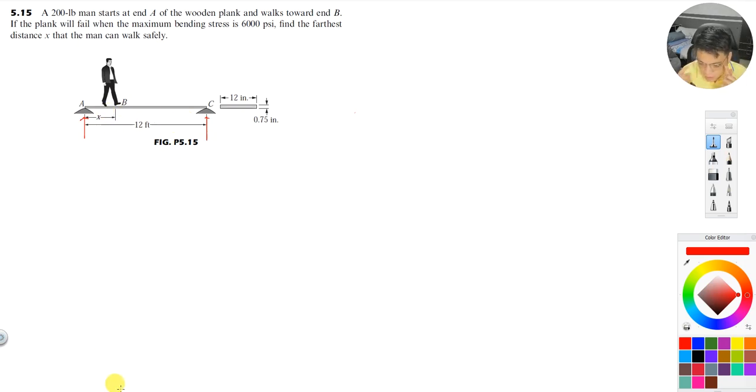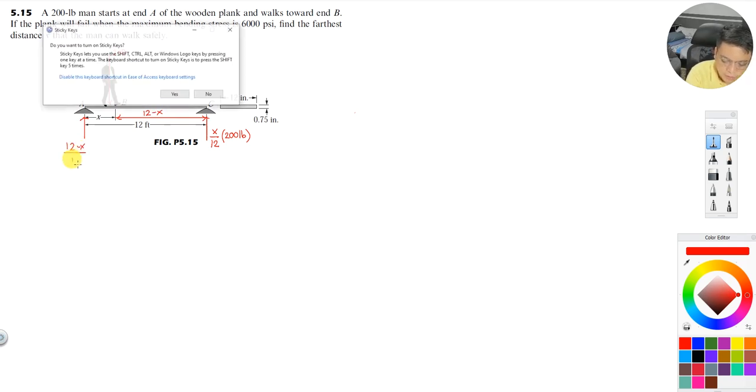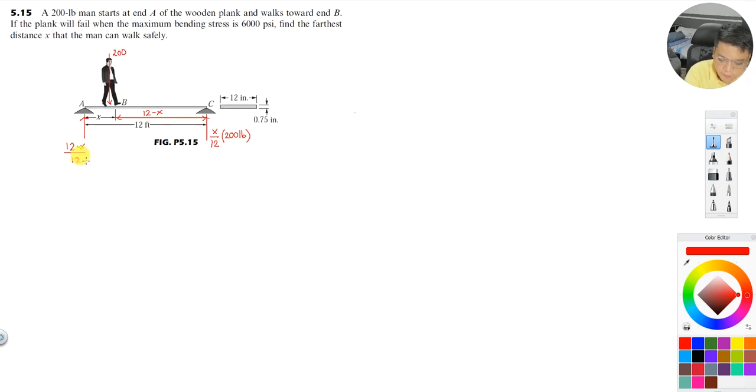Okay, so ibig sabihin, yung mas malayo sa kanya, this would become x all over 12. Okay, and then this is 200 pounds, kasi 200 yan eh. So ito, if that is x and then this is equal to 12 minus x, you can have it as 12 minus x all over 12 and then multiplied it by 200.